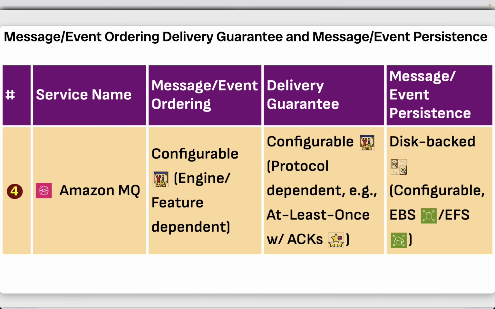Next, Amazon MQ. Ordering is configurable, dependent on the engine and features. For example, ActiveMQ message groups for strict order. Delivery guarantee is configurable and protocol dependent. For example, at least once with acknowledgements. Persistence is disk based, so it uses EBS and EFS and configurable based on broker settings. Guarantees depend on underlying protocol and configuration.